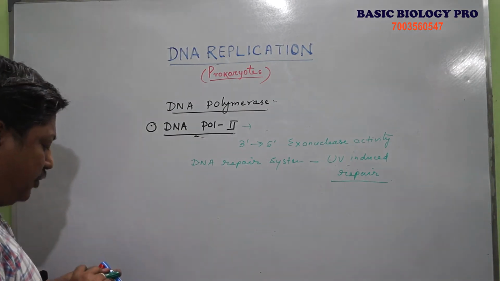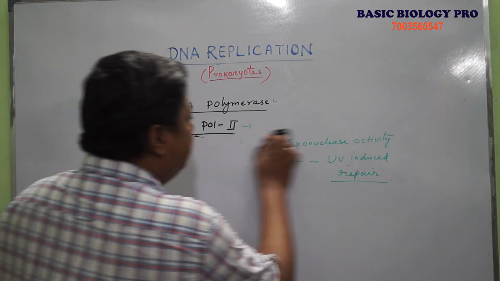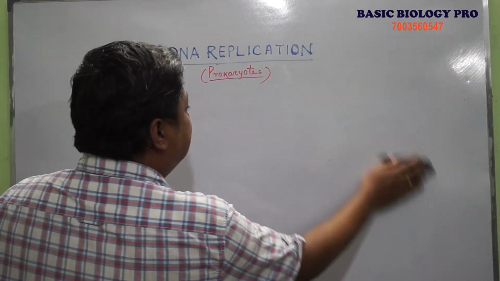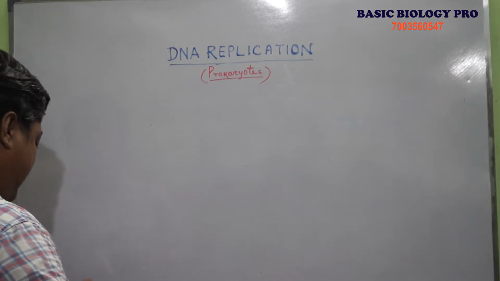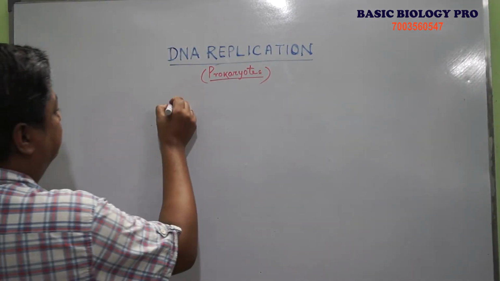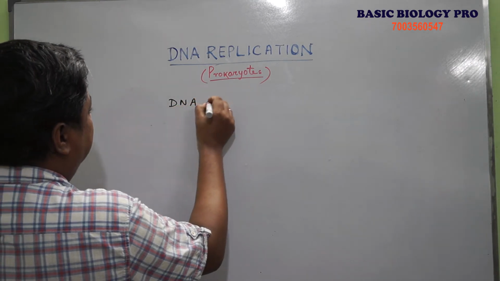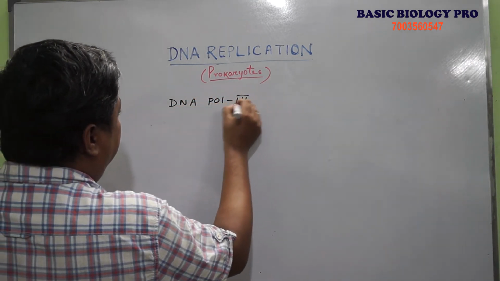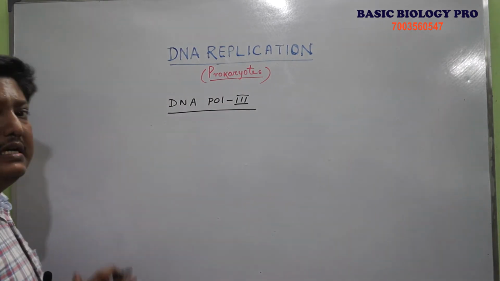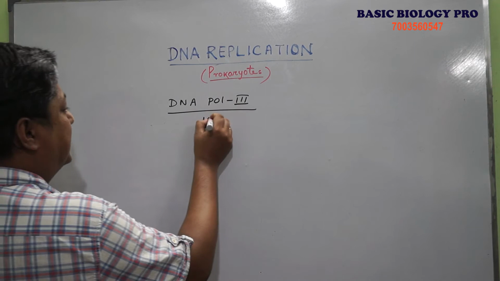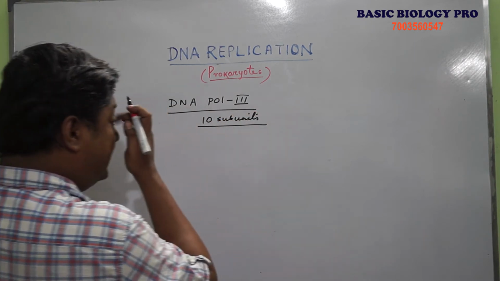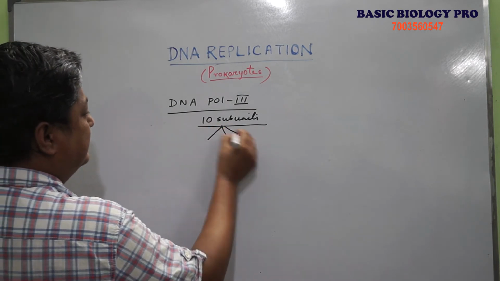Now the third important enzyme is DNA pol 3, which is the most important as well as a very complex enzyme in respect to the rest of the 2. That is DNA pol 3, or DNA polymerase 3. Now DNA polymerase 3 consists of 10 subunits and is divisible into 4 parts.